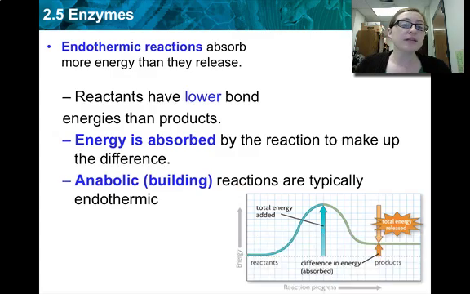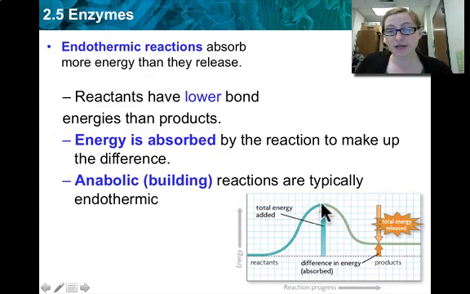All right? So in this case, endo meaning into, endothermic, they're going to absorb more energy than they release. So now our reactants have a lower bond energy compared to the products. And in this case, our energy is absorbed. So let's take a look at this chart down here. Wink, wink, nudge, nudge. Make sure you star that. Here's our reactant energy. This is the amount of energy going up, right? This is our activation energy here.